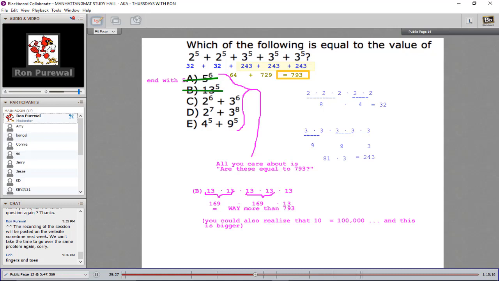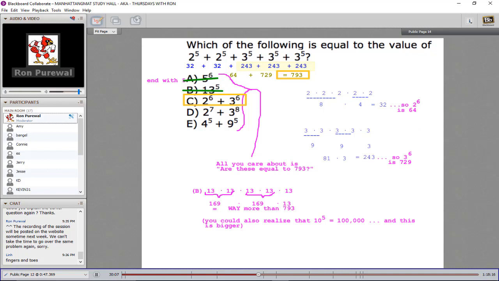That works too, 10 to the 5th. 2 to the 6th plus 3 to the 6th. Well, the 2 to the 5th is 32, so 2 to the 6th is 64. And this is 3 to the 5th, so 3 to the 6th is another 3 times that. So there you go. That's the right answer. 64 plus 729.